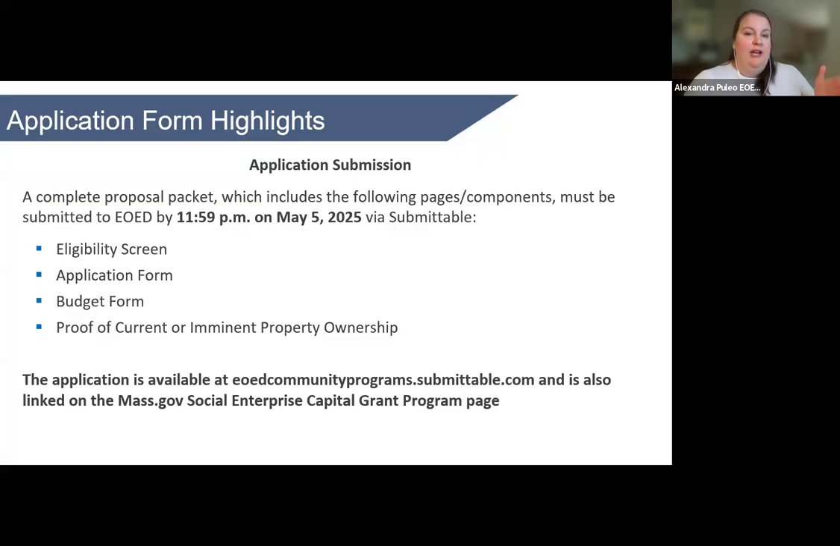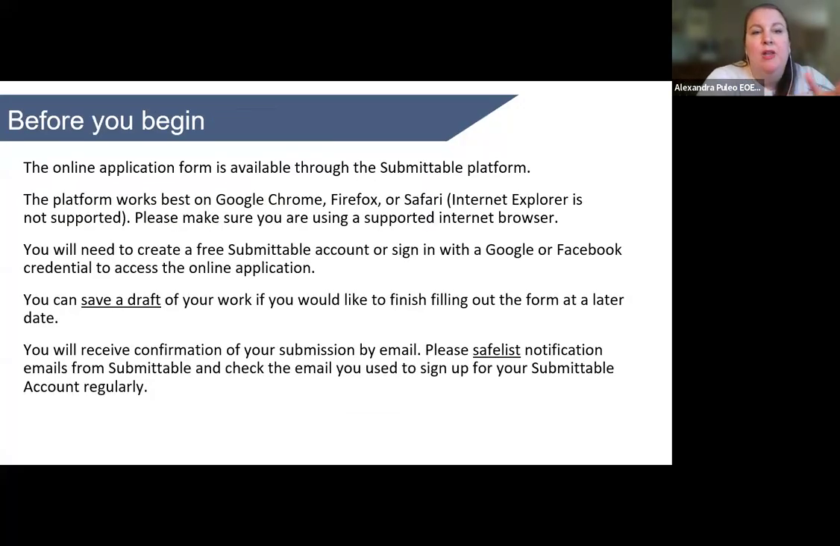So the application is available at eoedcommunityprograms.submittable.com. It's also linked on mass.gov. That's probably going to be easier for you. Okay. The online application form is available through Submittable. Don't use it in Explorer. Please don't. It's not going to work. You're not going to be happy. Don't use it. You'll need to create a free Submittable account. You can save drafts of your work as you go, and you'll receive confirmation that you've submitted it via email, and then you'll be able to log back in and see that it's in Submittable and that your application exists.